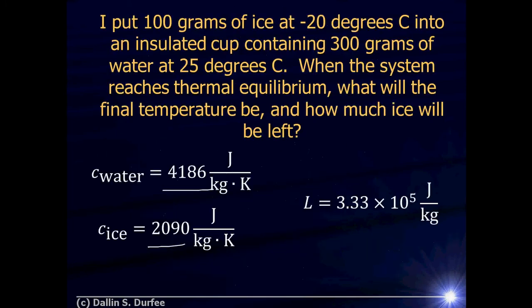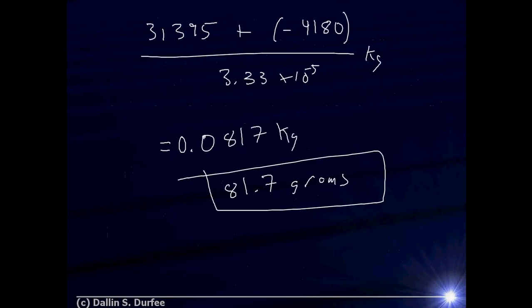So I look at this and I say, my final temperature must be 0 degrees C, and the amount of ice that melted, that's delta M, is how much melted, so the amount left is going to be 100 grams minus this 81.7 grams. But the point is, the amount of ice I melted was less than the amount of ice I started with, so I made the right choice.